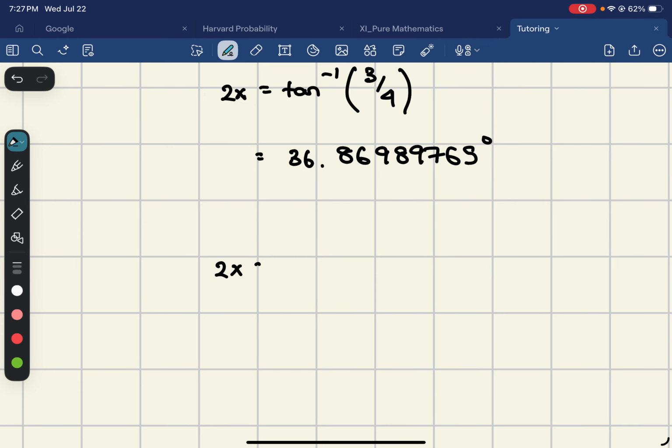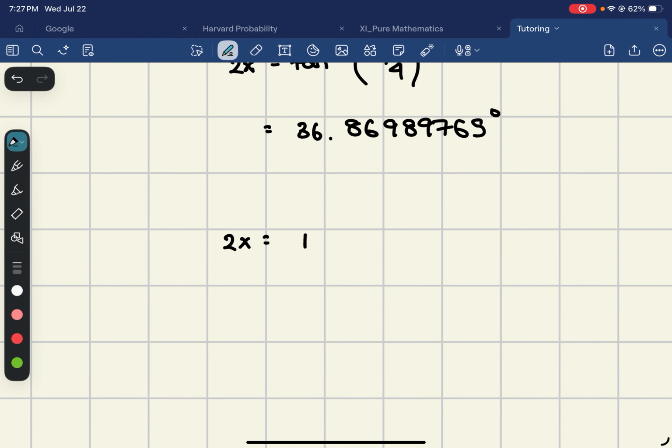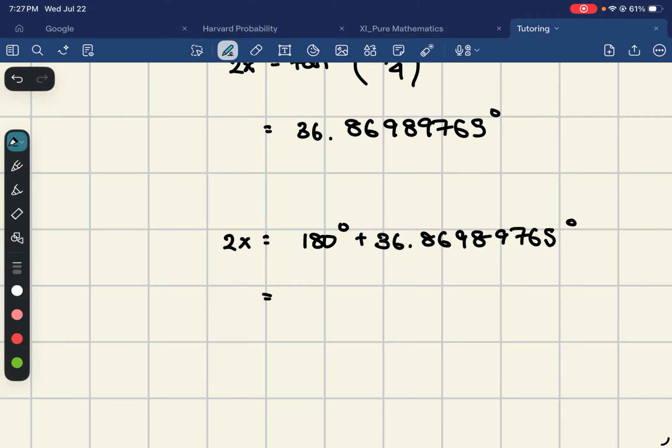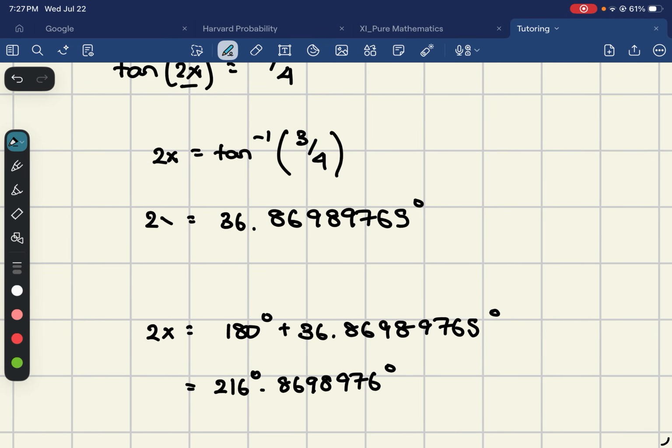2x, because we're working with 2x here, the angle can also be 180 degrees plus 36.86989765, because tan is periodic with pi. So the other solution is 180 plus the answer that we got. So that is 216.8698976. And now this is 2x. So we're going to have to solve for x.